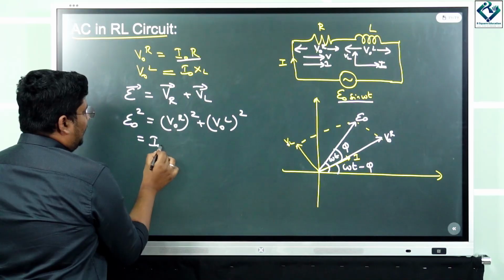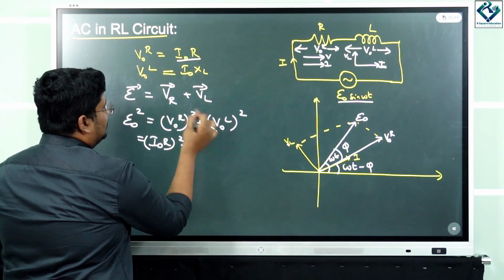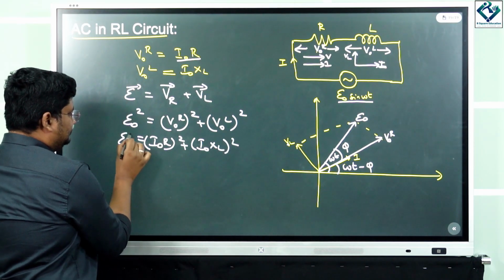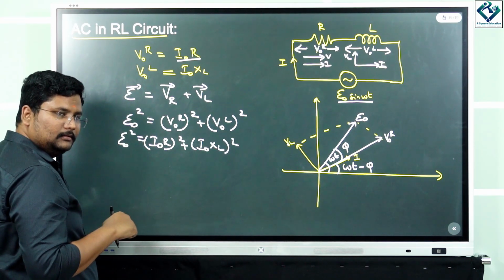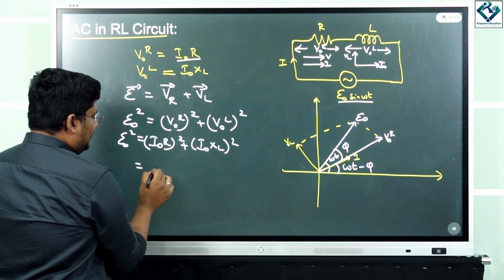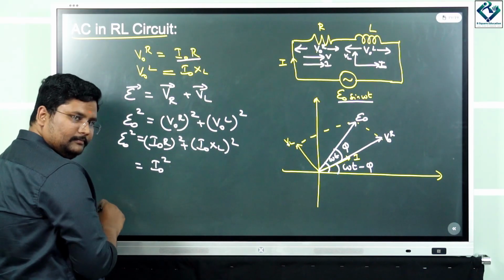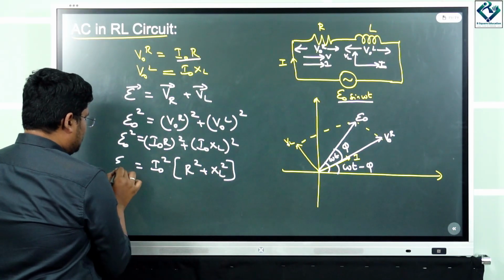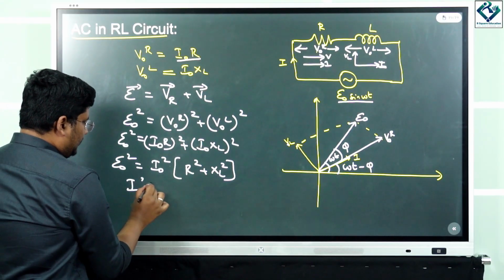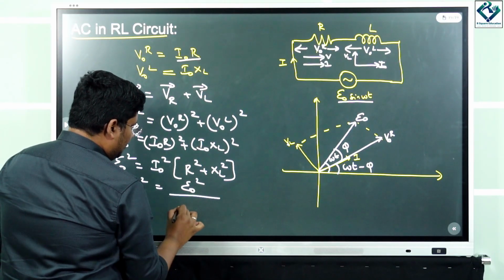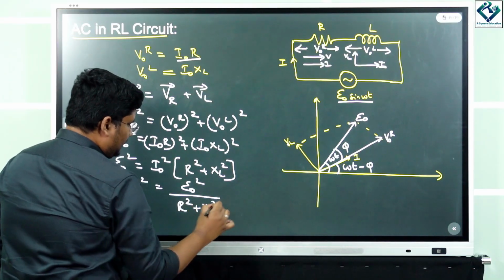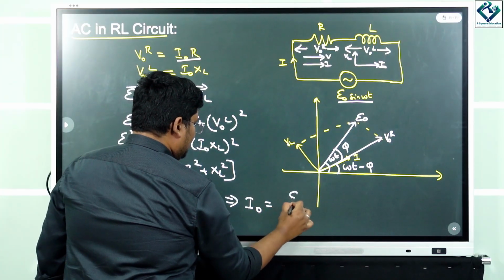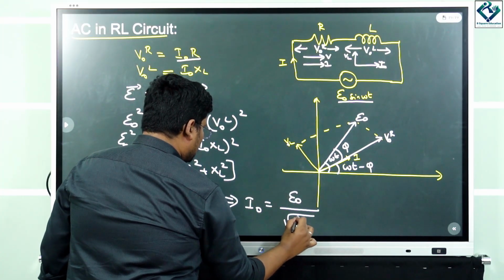So you know what V naught R is? It's going to be I naught R the whole square plus V naught L, which is I naught XL the whole square. Correct? What I want is current, so I take this I naught square common out. So what will we get? R square plus XL square is equal to E naught square. So I naught square will be E naught square divided by R square plus XL square. So you can rewrite this as I naught is equal to E naught divided by root of R square plus XL square.